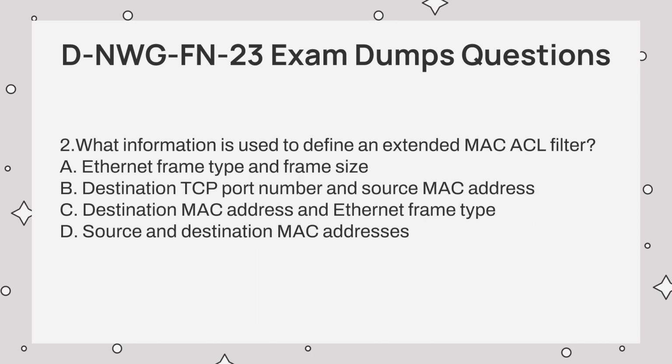2. What information is used to define an extended MAC ACL filter? A. Ethernet frame type and frame size. B. Destination TCP port number and source MAC address. C. Destination MAC address and Ethernet frame type. D. Source and destination MAC addresses.